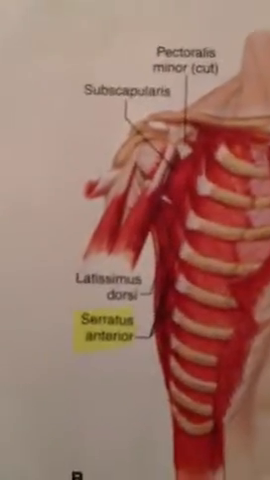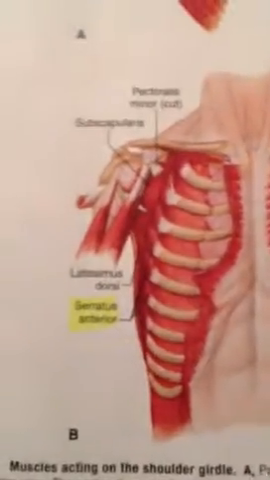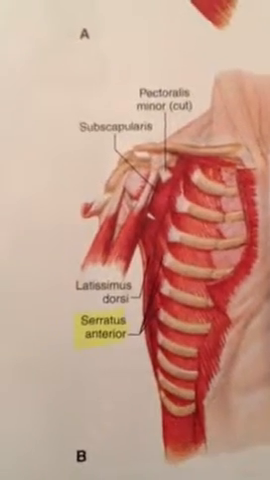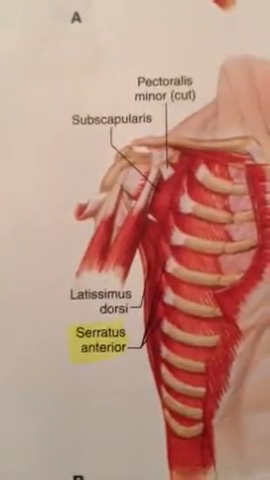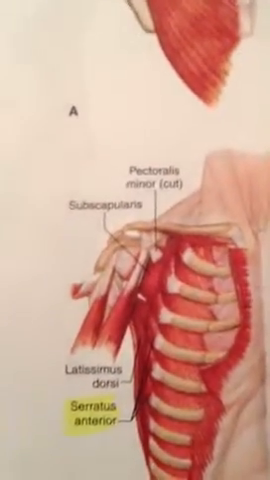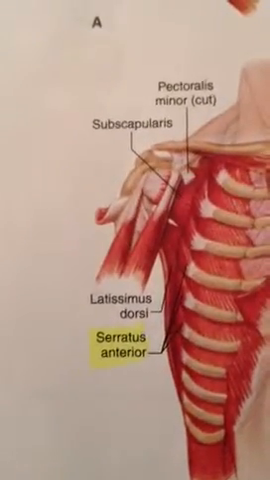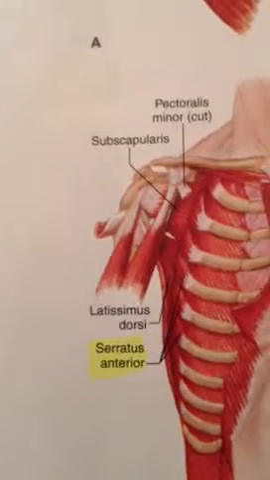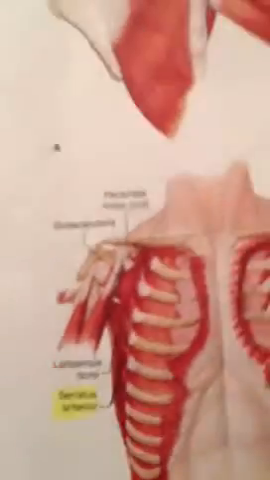Serratus anterior. Origin is upper 8 ribs. Insertion is scapula. Serratus anterior. Origin is ribs. Insertion is scapula.